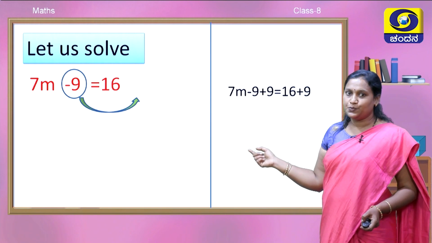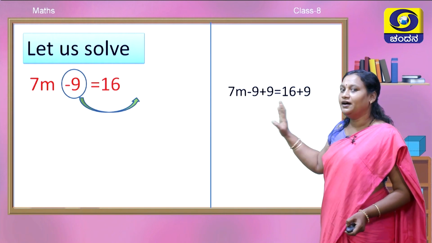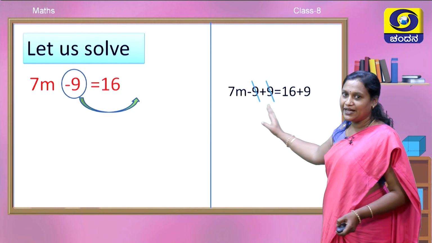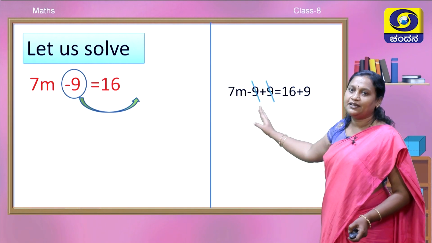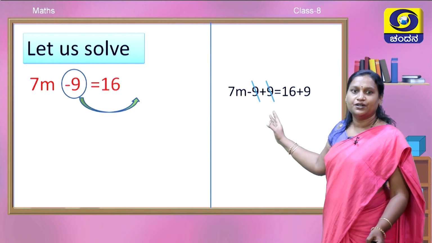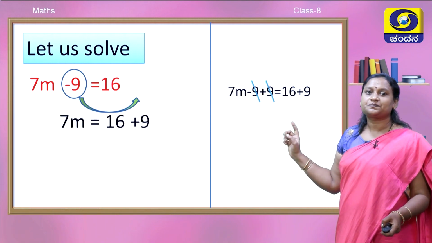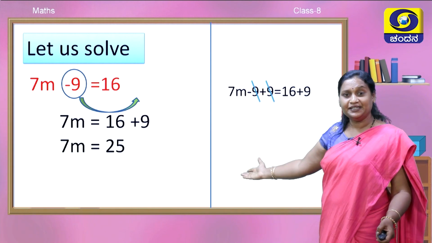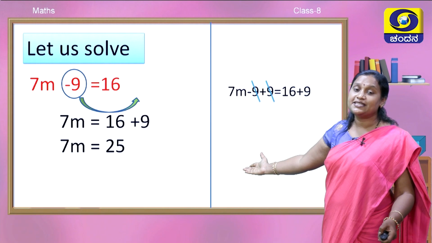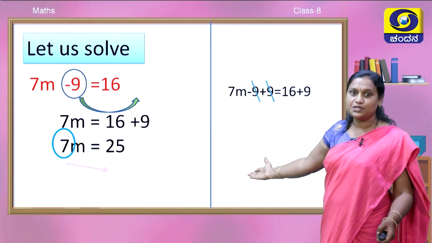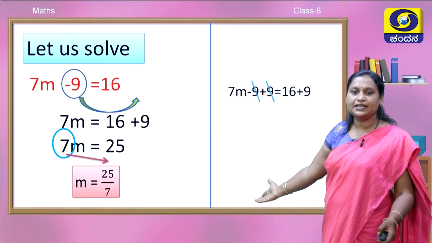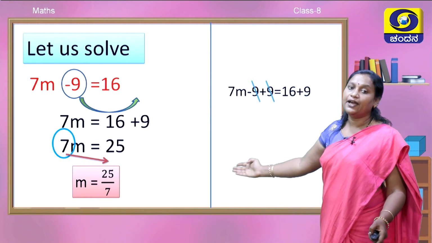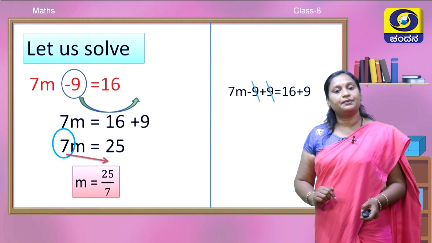So, when I transpose, I should always remember I am adding 9 to both sides, right? So that in the LHS, plus 9 and minus 9 get cancelled. Okay. Now, 7m is equal to 16 plus 9. So easy. We added it to get 25. Now, 7 we have to transpose again, which we also call cross multiply, so that 7 comes to the denominator. Therefore, the value of m is 25 by 7.